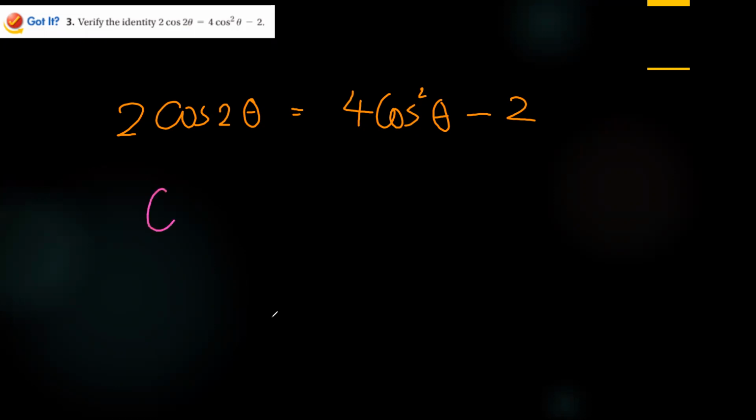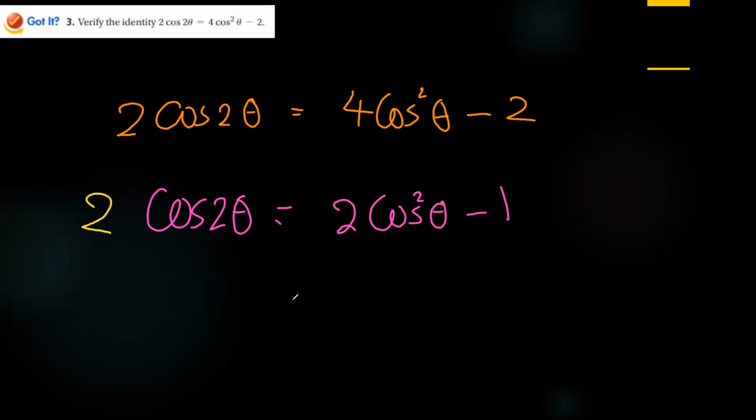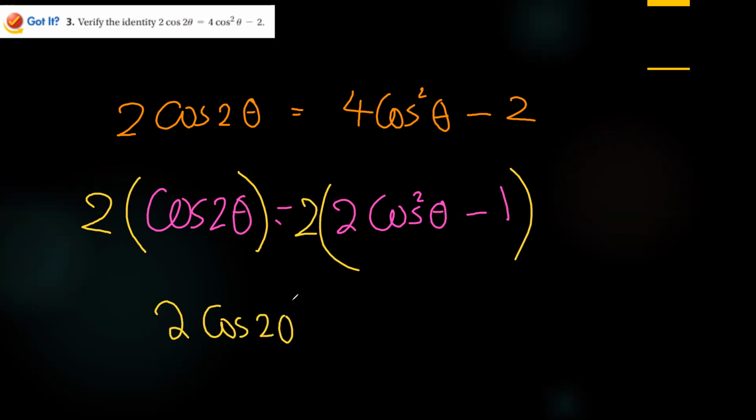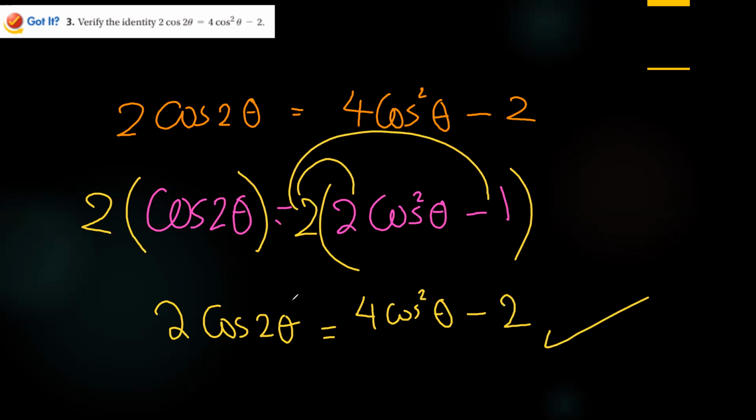How do we verify it? We know that cosine 2 theta, one of the identities, is 2 cosine squared of theta minus 1. But what did I want? I want 2 cosine 2 theta. So if I multiply this part by 2, I must multiply this part by 2. So what do we have? We have 2 cosine 2 theta is 2 times 2, 4 cosine squared of theta minus 2. That's it. That was easy. Yeah. Just like this? Yes.